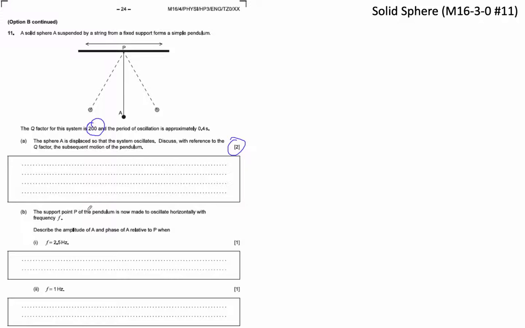Okay, the point P of the pendulum is now made to oscillate horizontally with frequency f. Now notice that they gave us the period. Find the frequency. What is 1 over 0.4? What does that equal? It's 2.5 hertz, right? So for this one, this is the resonant frequency.